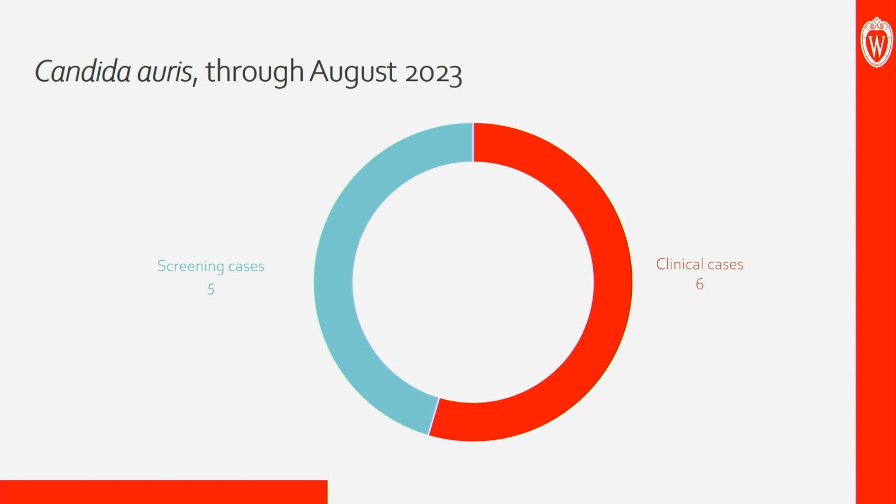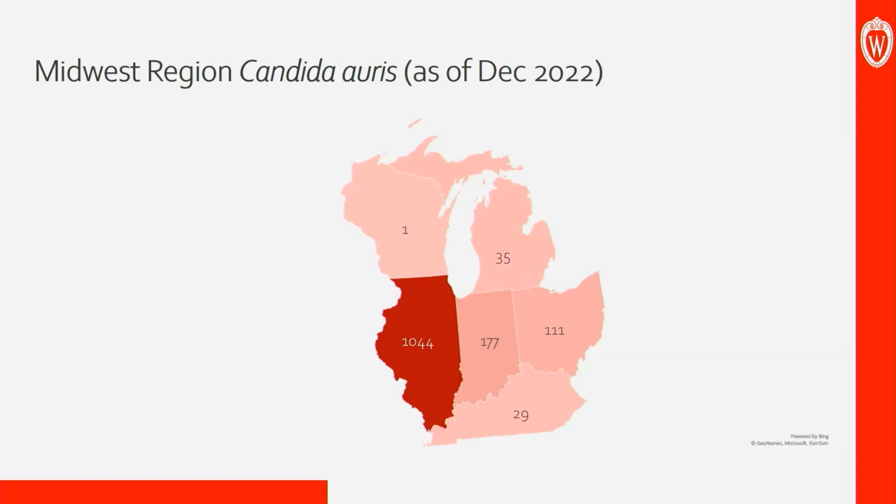So 3 of these cases had hospitalization in Illinois. 2 of them had hospitalizations abroad. I mentioned Illinois because in our region, that is the Candida auris hotspot. These are cases as of the end of 2022, and I believe these are only clinical cases, so there are more there.